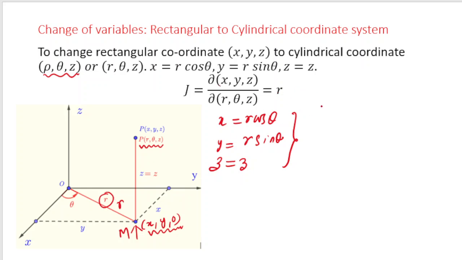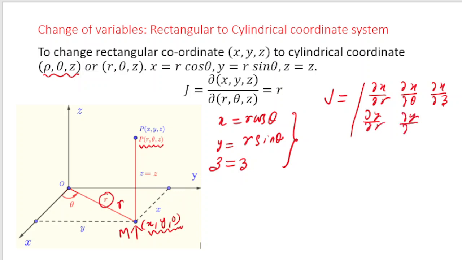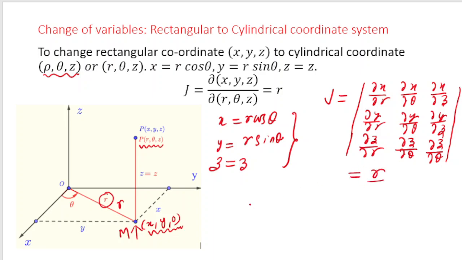And if you calculate the Jacobian of transformation, how will you calculate? I hope you remember that you fix x and then differentiate it with respect to r, then x with respect to theta, and then x with respect to z. Then you take y with respect to r, y with respect to theta, and y with respect to z. And finally you fix z and differentiate z with respect to r, z with respect to theta, and z with respect to z. We have done this computation. I would suggest you do this and let me know whether you are getting r or not. So this is the Jacobian of transformation.